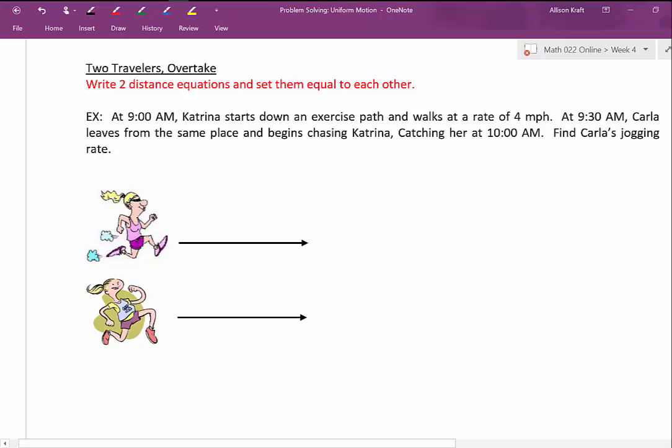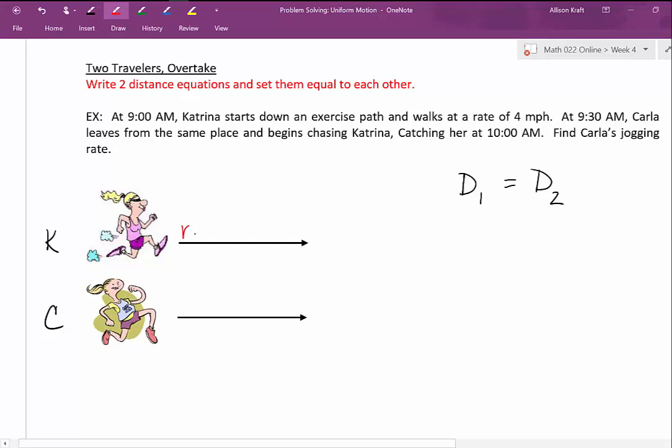Just like the very first example we did today, the distance of the first jogger is going to be equal to the distance of the second jogger, since they're starting at the same place and then going to stop at the same place. We want to write a distance expression for each jogger and then set them equal to each other. This will be Katrina and this will be Carla. We need rate and time for each.